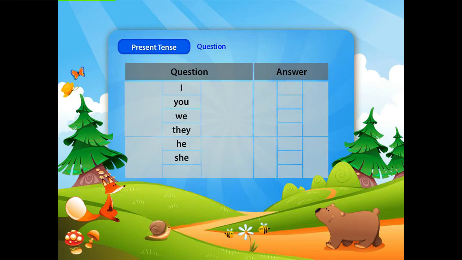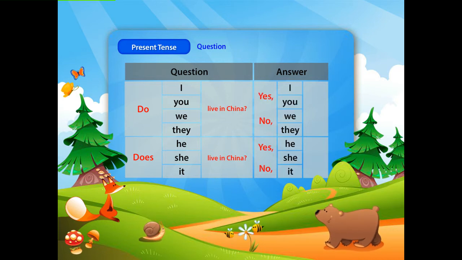To make a question, put do or does before the subject. Never add an s to the end of the verb, even if the subject is in the third person singular. So, for example, do you live in China? Or, does he live in China? To answer the question, say, yes, I do, or yes, he does. Make sure you use do or does.